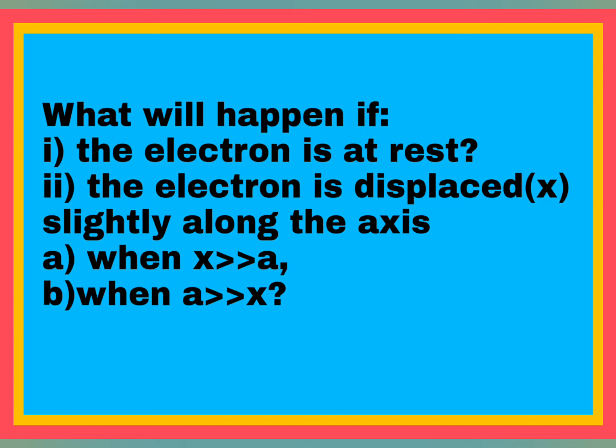First, I will discuss when the electron is at rest at the center of the ring, and second, when the electron is displaced by an amount x along the axis of the ring from the center. In the second situation, two conditions may arise. Number 1, when the ring is very small and the displacement x is much larger than the radius of the ring. And the second condition is when the size of the ring is very large, that is, the radius of the ring is much larger than the displacement.